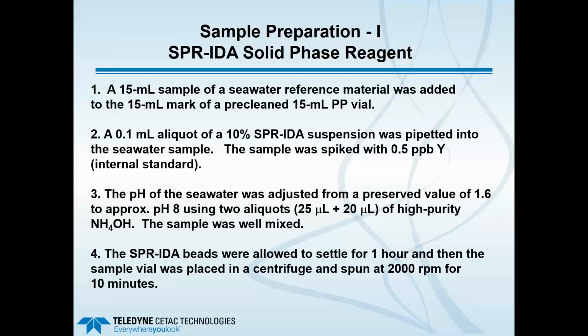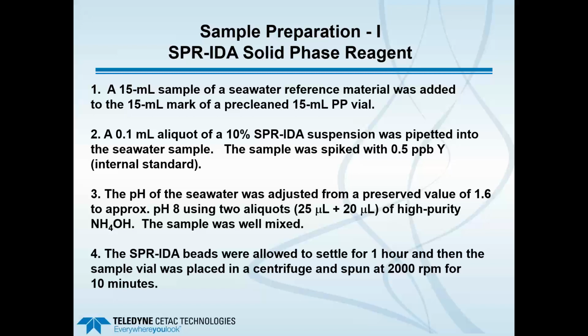So how do we then approach this offline sample preparation? This is 2 slides, so I'll go through these steps carefully. We'll take a 15 ml sample of a seawater reference material, and we'll add it up to the 15 ml mark of a pre-cleaned polypropylene vial. Now, again, this reagent we're going to use is a suspension, so we can actually pipette some of it. So we'll pipette a 0.1 ml aliquot directly, and then we'll add a small amount of yttrium. You could also use scandium as an internal standard.